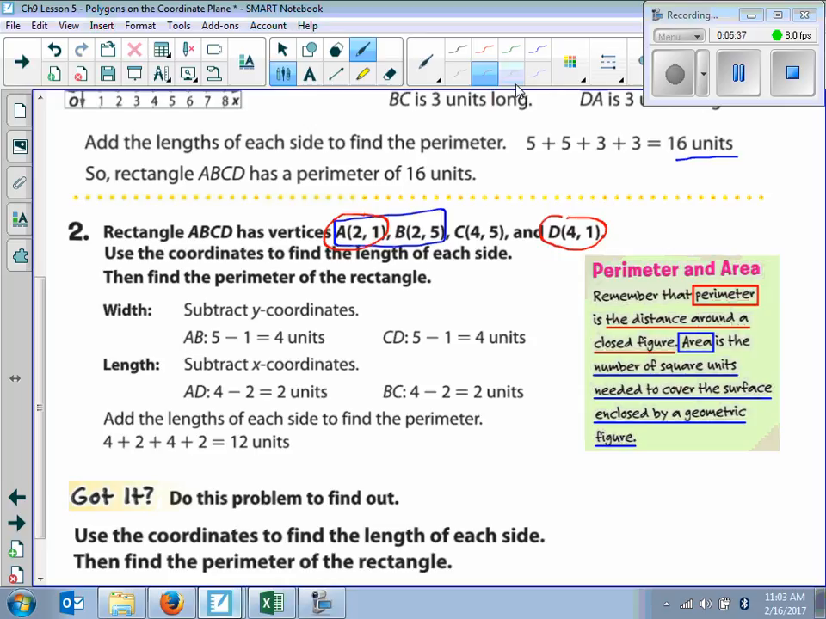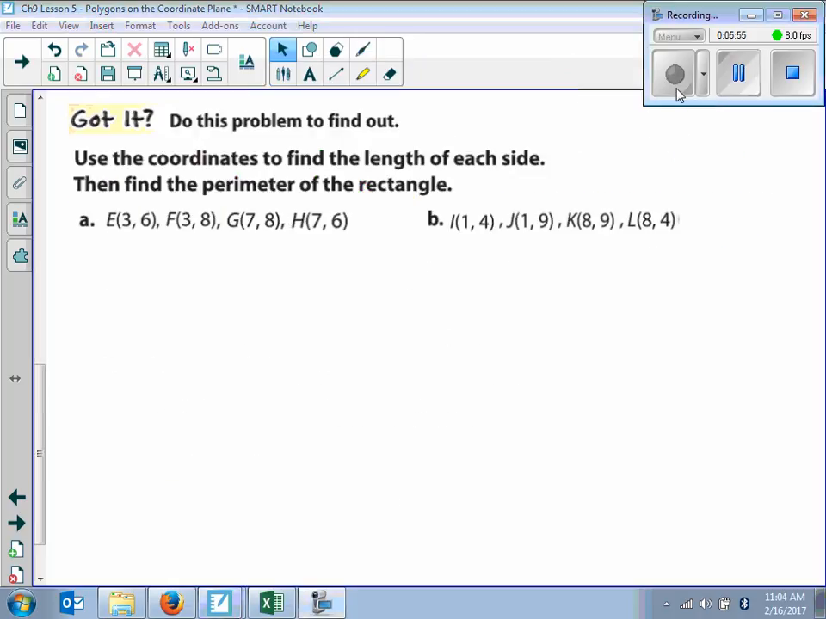Now, I do want you to keep in mind the difference between the perimeter and the area. The perimeter is the distance around the figure, and the area is the number of units used to fill a figure. All right, so this is what I want you to write down. We want to use the coordinates to find the length of each side. Then we're going to find the perimeter of the rectangle.